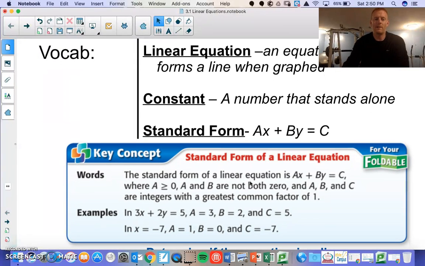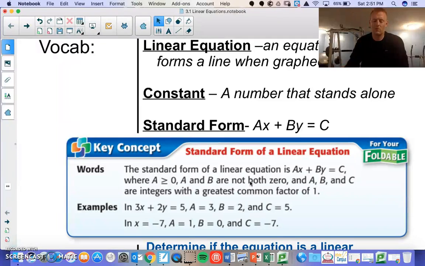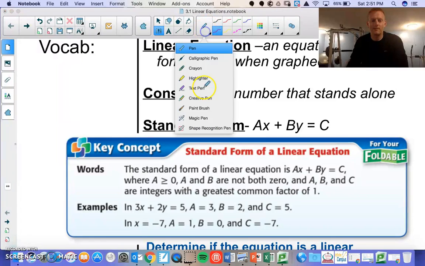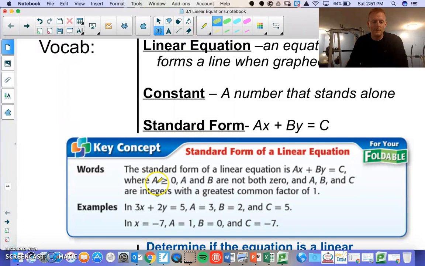Standard form has its own special stuff that we need to know. It's in the form of ax plus by is equal to c. A is just a number that is greater than 1, like it says right there. Should we highlight that so you guys can see it? And then b is just a number that's not going to be 0 as long as a is also not 0. C stands for constant.